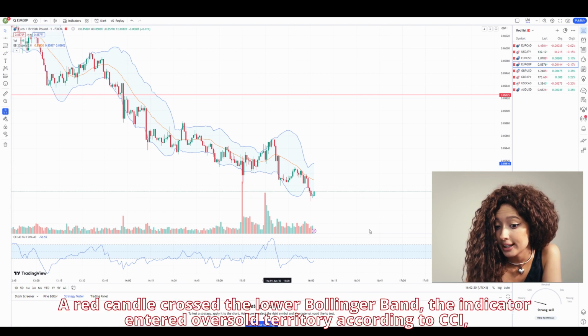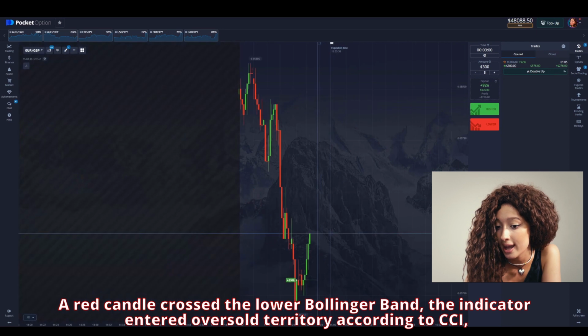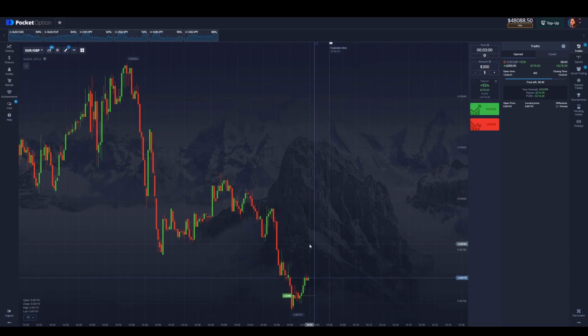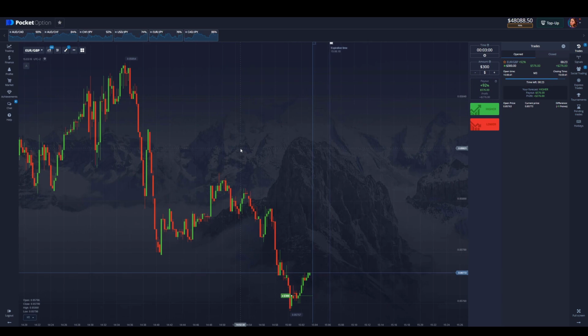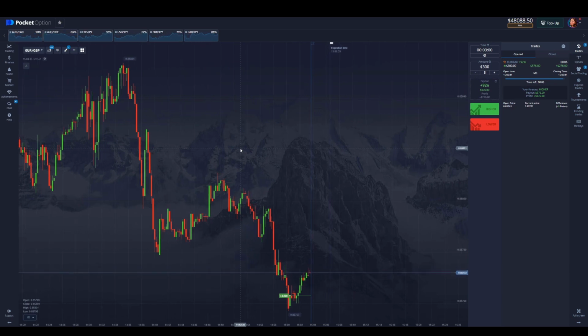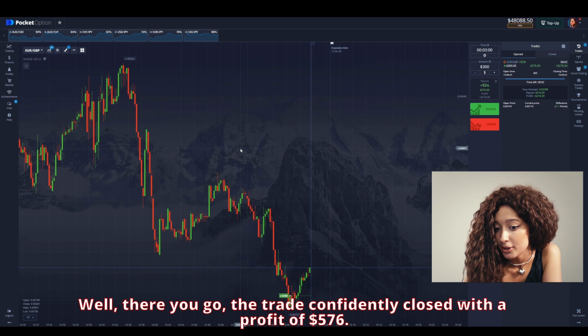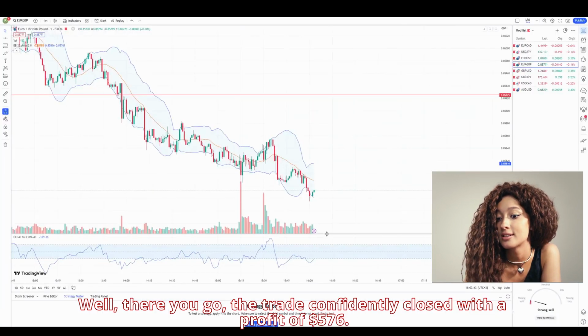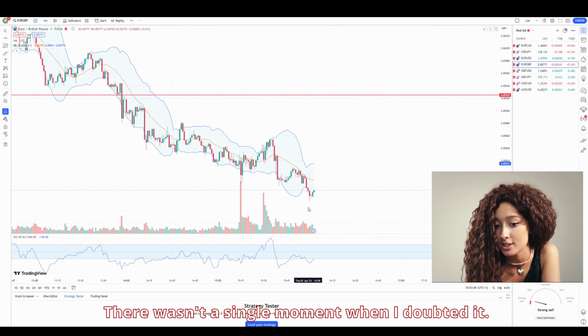So, a red candle crosses the lower Bollinger Band. The indicator entered oversold territory according to CCI, and consequently the price should now go up. So we just wait for it to finish. Well, there you go. The trade confidently closed with a profit of $576. There was not a single moment when I doubted it.